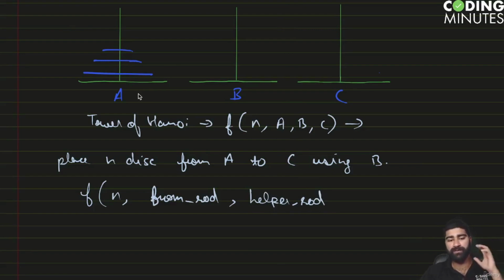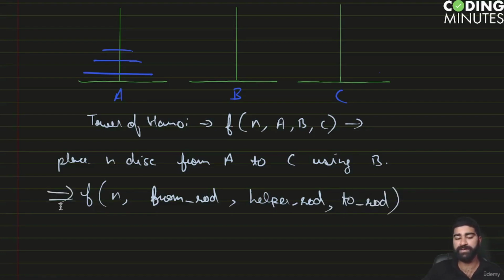It's the same case: we have to pick up the disks from A, take the help of B, and move them to C. And the third one is the to rod, where all these n disks should reach in the end. This is my state of recursion. This is what I want recursion to solve. So what should be my initial call of the recursion? I'll simply ask the recursion to take 3 in this case. So this is my initial call, which is F of 3 comma A comma B comma C: place the 3 disks from A to C by using B.